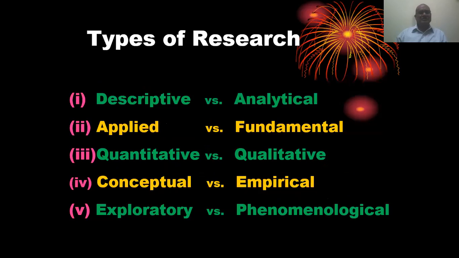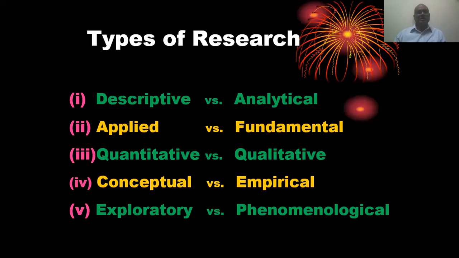The research that you carry out can be descriptive, analytical, applied, fundamental, quantitative, qualitative, conceptual, empirical, exploratory, or phenomenological. See, it's like this. A particular research need not fall into only one category. You can have a descriptive research, and at the same time it can be qualitative. You can have analytical research that can be empirical or applied also. Are you getting the point? You can have different combinations. So the same research can fall into a number of categories.